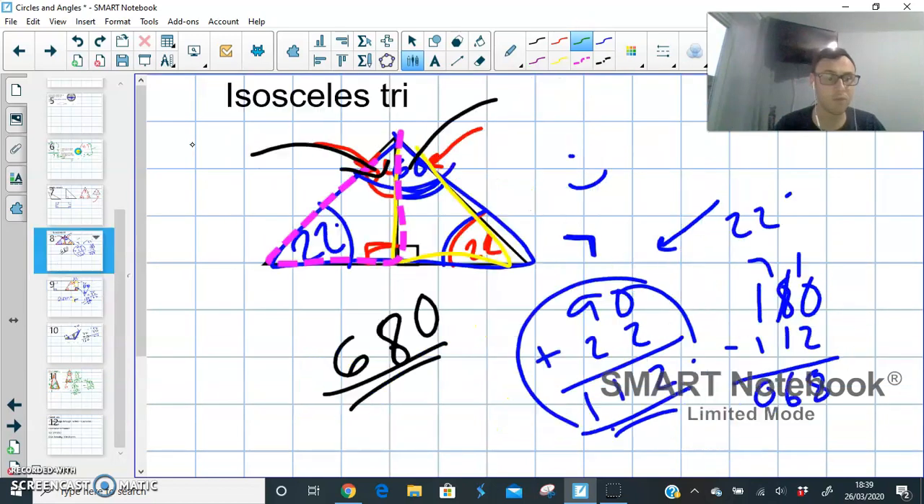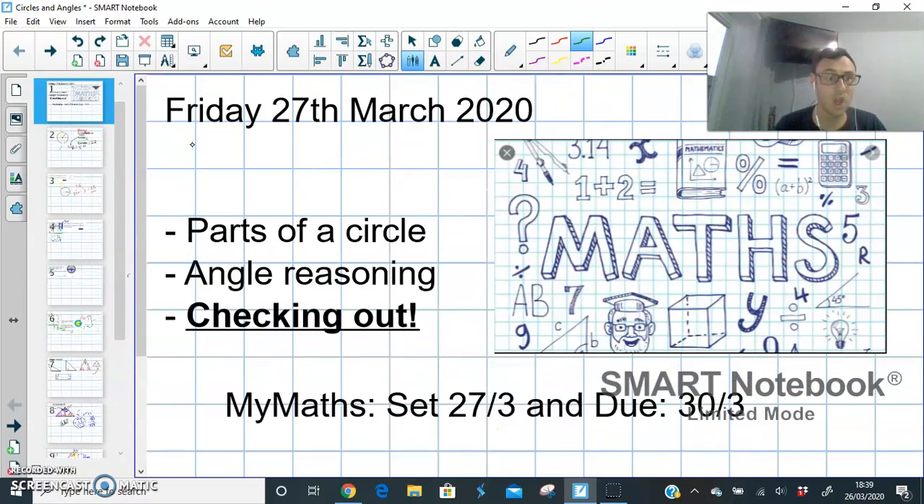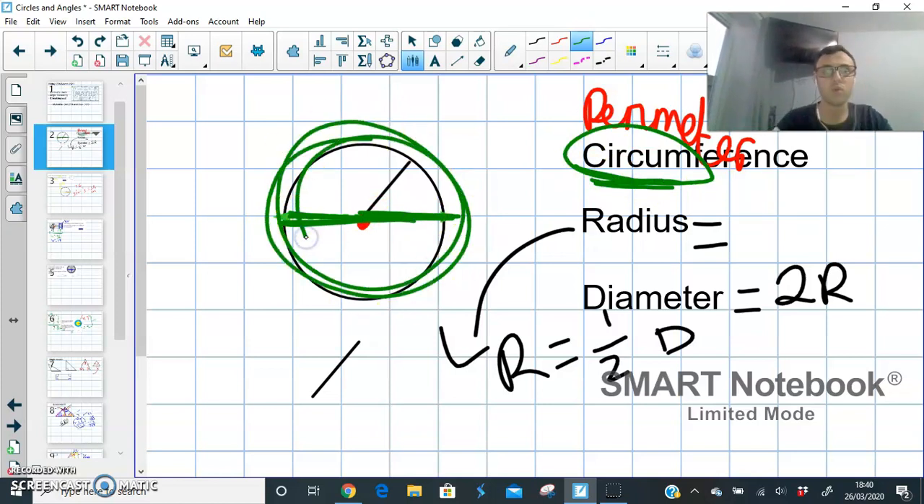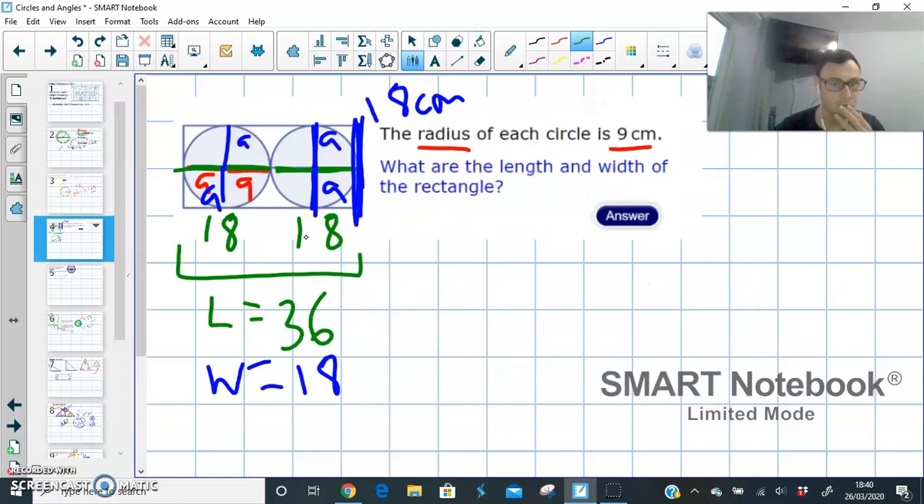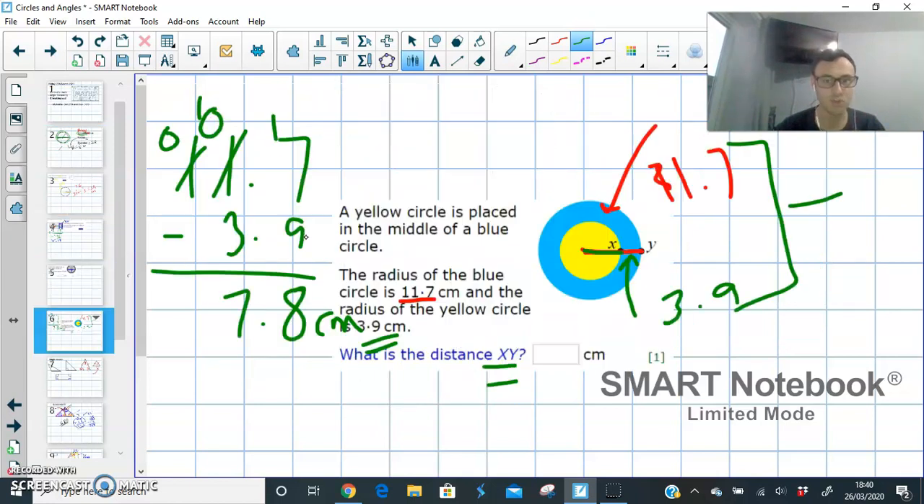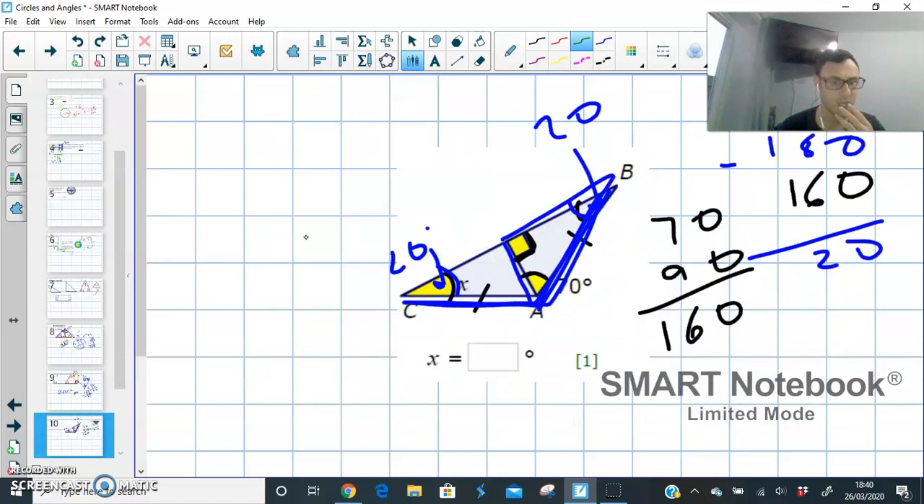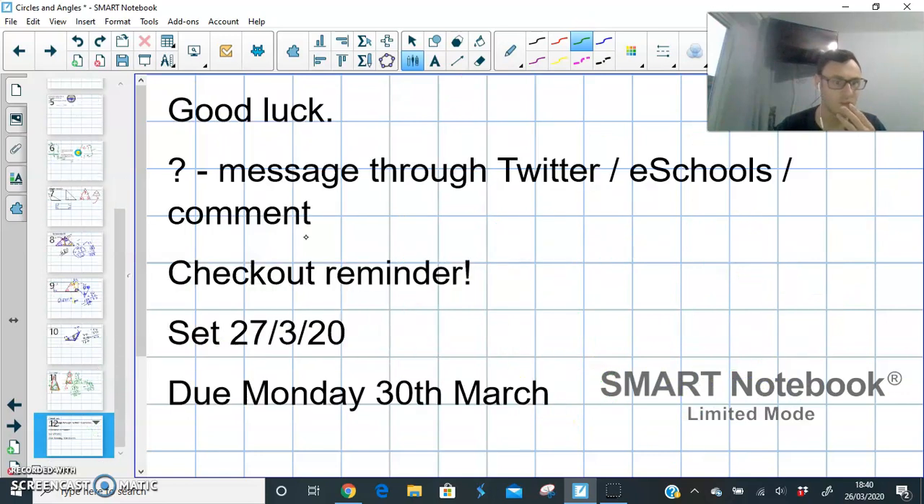Okay, so hopefully that's made sense for you. I've gone through parts of a circle. Radius is half of the diameter because it's exactly halfway. We both go through the center. So the diameter is 2 lots of the radius. Circumference, circum, goes all the way around. So that's our perimeter of the circle. It's all the way around the outside. You can label them. You just need to remember the diameter is 2 lots of the radius, and the radius is half of the diameter. And we've also revisited angles as well, and how we do those.